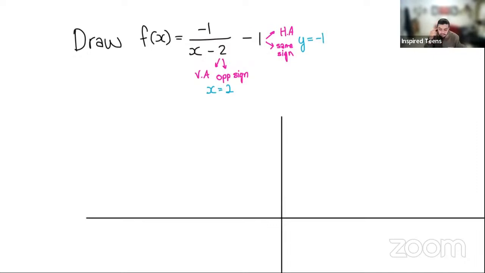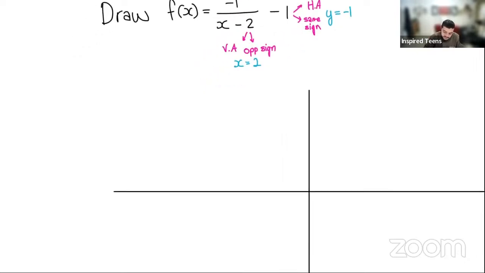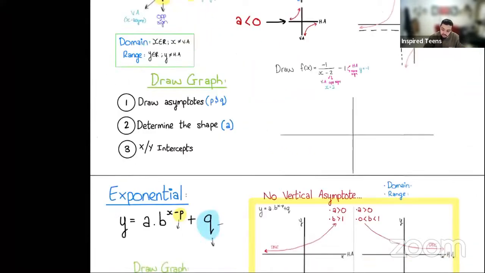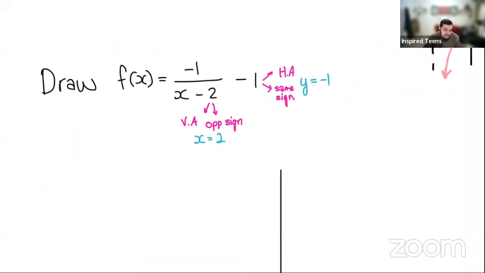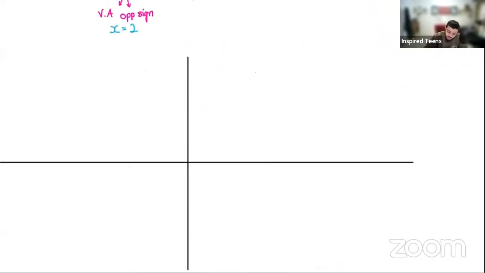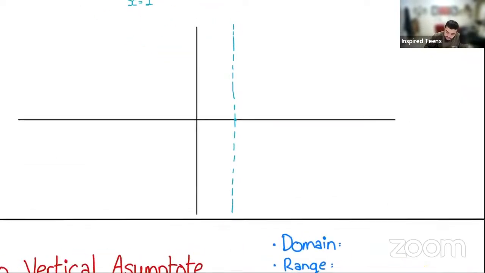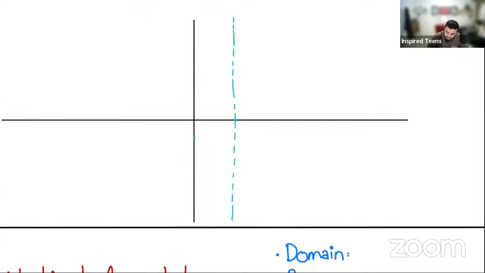We can draw them in, right? That's actually step number 1. Step number 1 is to draw the asymptotes. That's the easiest, that's what you want to do. Now that we have the equations of the asymptotes, x is equal to 2 and y is equal to -1, we can simply draw them in. So let's just say x is equal to 2 is somewhere here. Then y is equal to -1 will be somewhere here. All right, and then we draw it in as well.